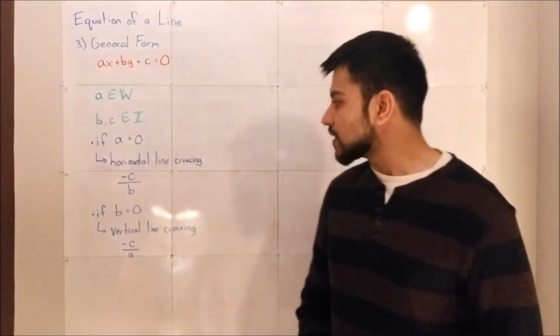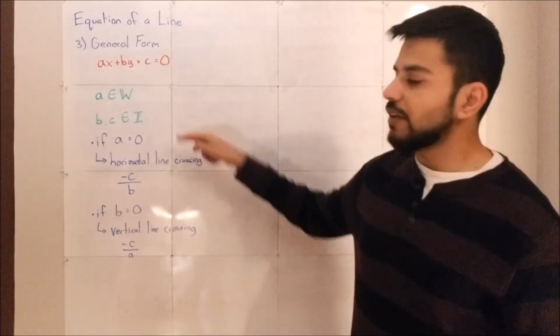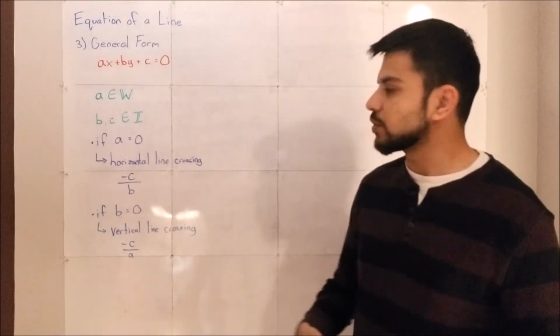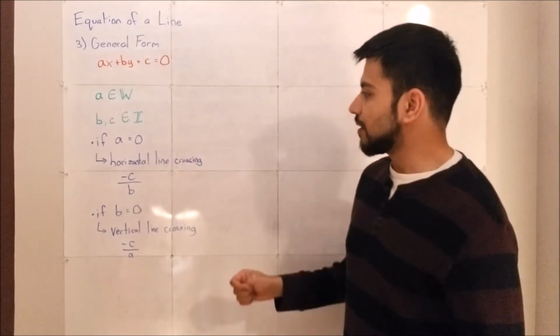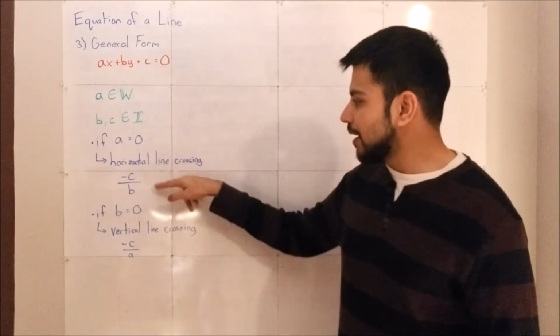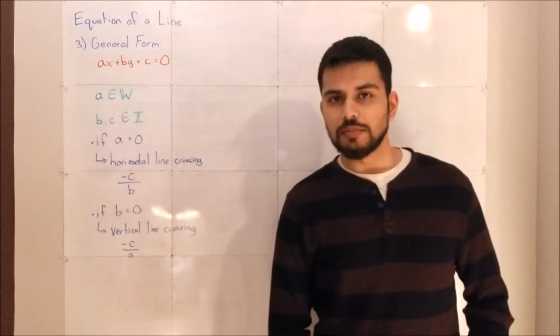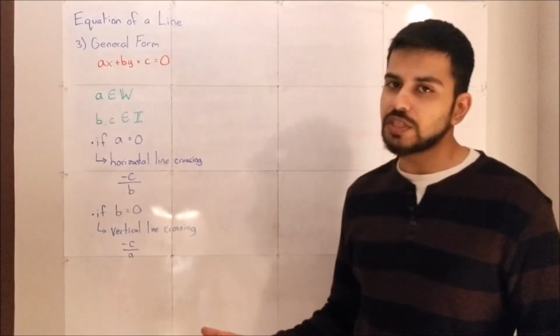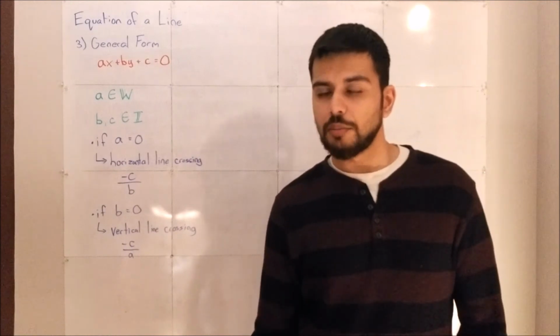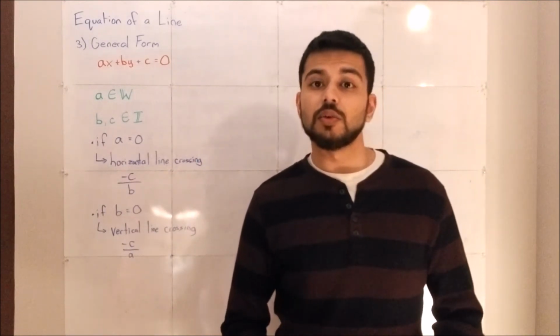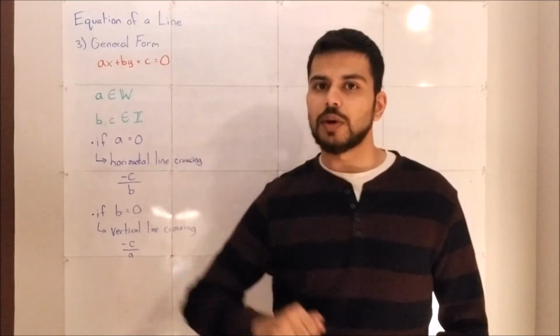Now, a couple more points to add is if A happens to be that 0, so it's just a nice 0, 0 times x is equal to 0, that means you're going to get a horizontal line, and that horizontal line is going to cross over negative c divided by b. So if you do negative c divided by b, you're going to get some number, whatever that number is. That's where you're crossing over on the y-axis. So a horizontal line crosses the y-axis.